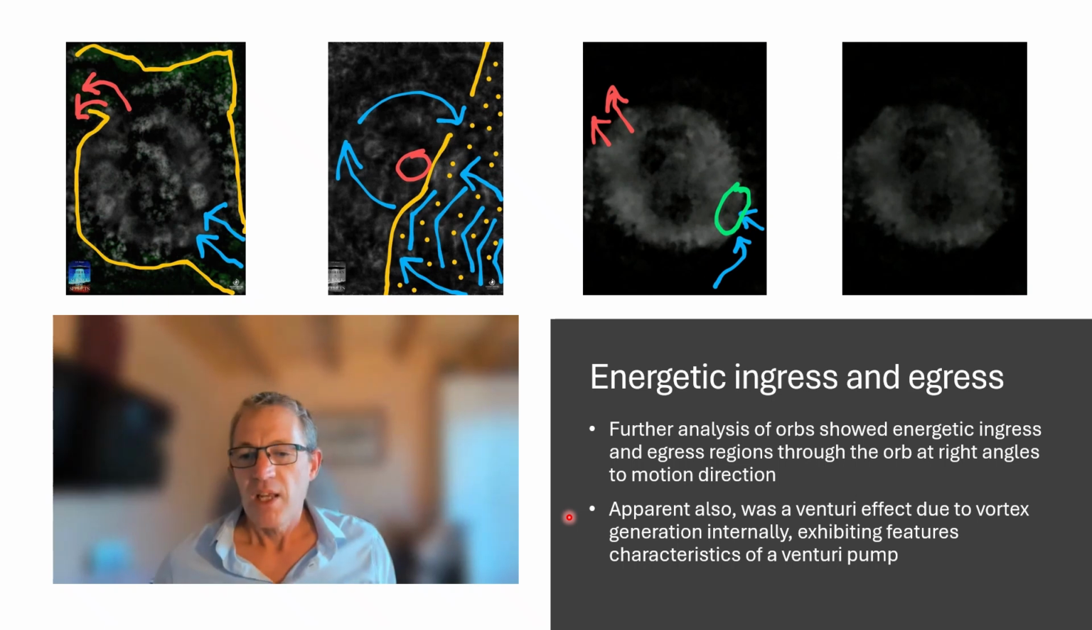This exhibited features characteristic of what we commonly know as a Venturi pump, and it's the same in the extended forms of orbs, or rods, and other anomalous or craft-like objects that we filmed in the field as well. There's always, and it seems to be perpendicular to the direction of motion, which is this way, this ingress, this toroidal vortex that occurs, and this energetic egress out the other side, always perpendicular to the direction of motion.